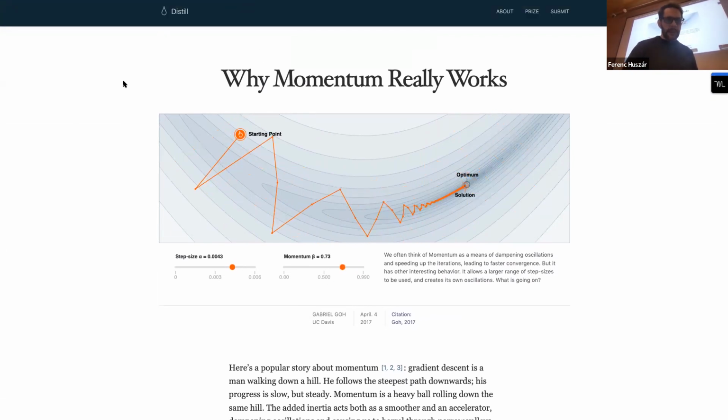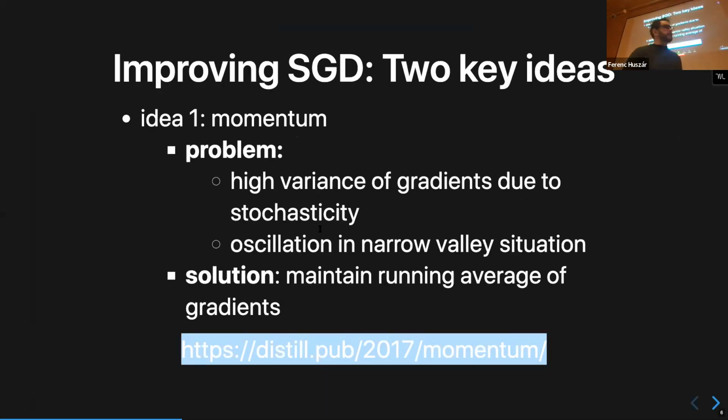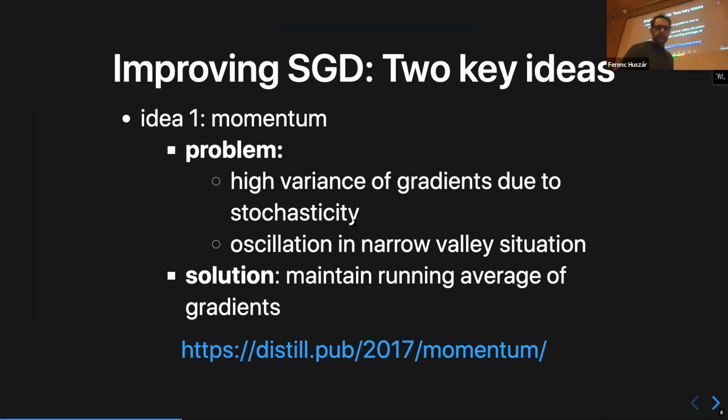Okay, so this is about momentum. Let's go back. The problem was high variance of gradients, due to either stochasticity or oscillation in the narrow valley situation. And the solution is to maintain a running average of gradients and then move in the direction of the running average.